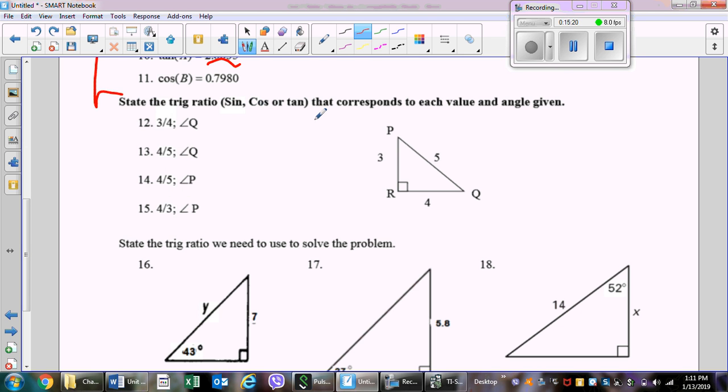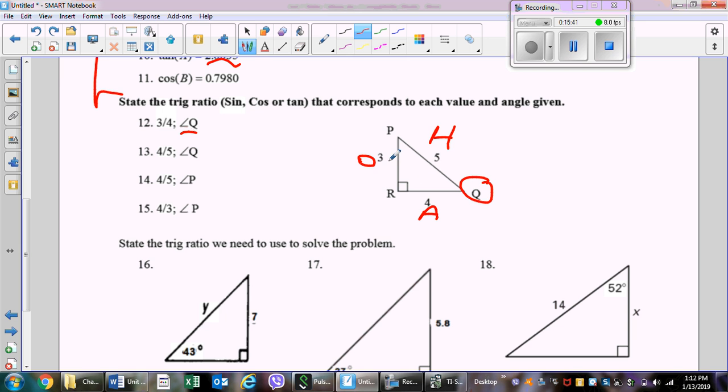Is it sine? Is it cos? Is it tan? That corresponds to this given angle. So they want you to look at it from the point of view of Q, right? So I'm going to do it from Q. So these two are for Q. This is the opposite side, this is the adjacent side, and this is the hypotenuse, right?